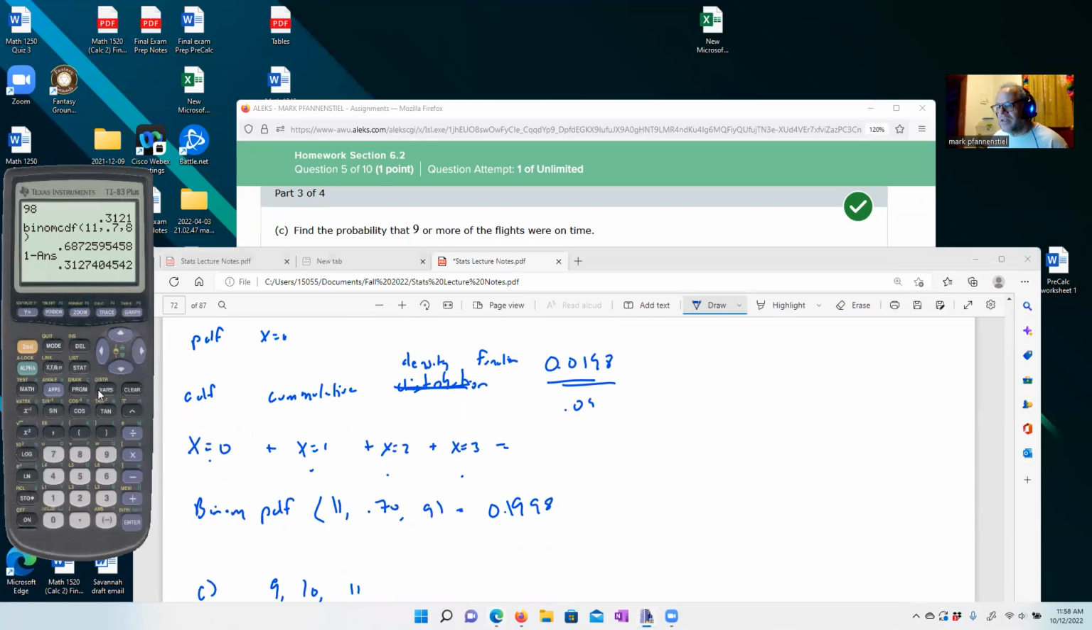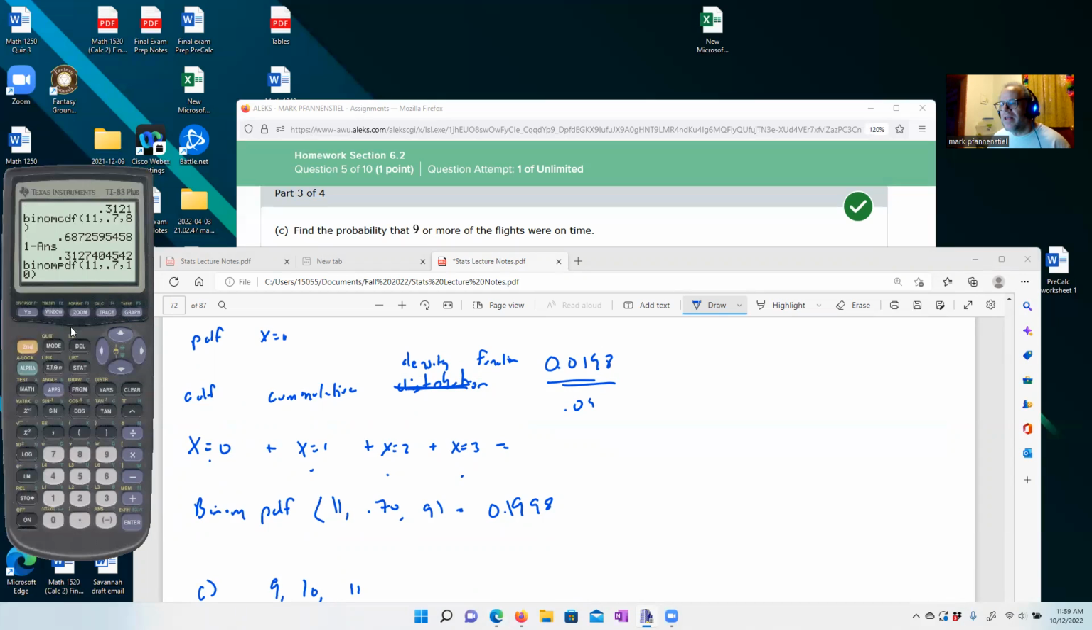So distribution, binomial PDF, because I just want to check for 10. Okay, binomial PDF. We want 11. This used to be a lot worse when we had to solve by hand. Oops, I want 11 flights. That's my n, comma 0.7. Sorry, probability of success that they're on time, and then we want x to be 10.